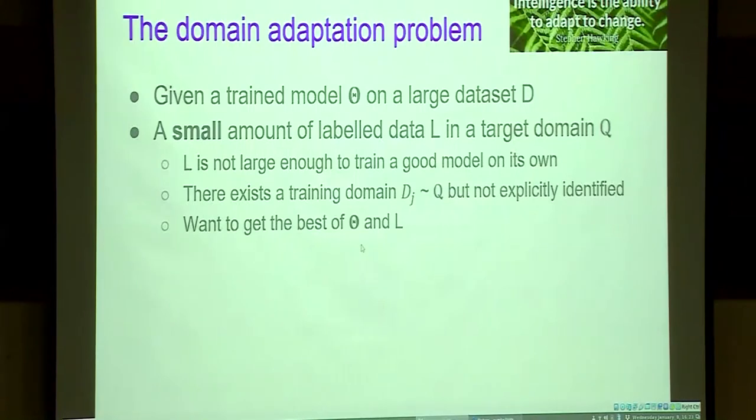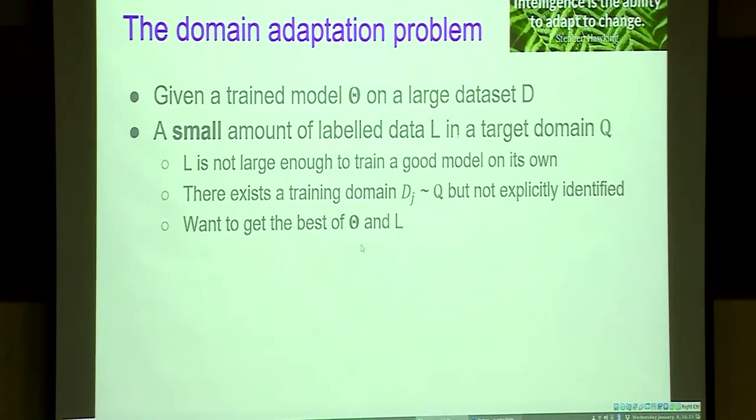Okay. And so now let's just define what I mean by this domain adaptation problem. You are given a trained model theta, and this model has been trained on a large data subset T, and you are given a small amount of labeled data L in a target domain, and I'm just going to denote that as Q. But L is not very large. If L was very large, then this would not be an interesting problem. So L is not large enough to train a good model on its own right.